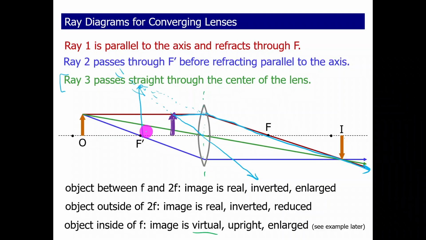And I can see that what ends up happening is my image is now going to be virtual, because it is not on the side of outgoing. My outgoing side is over here. So this is a virtual image because it's not on the outgoing side. And I can see virtual images. So if I was to put my eye at this location, I would be able to see that arrow. And so you can see how that one's a little bit different.